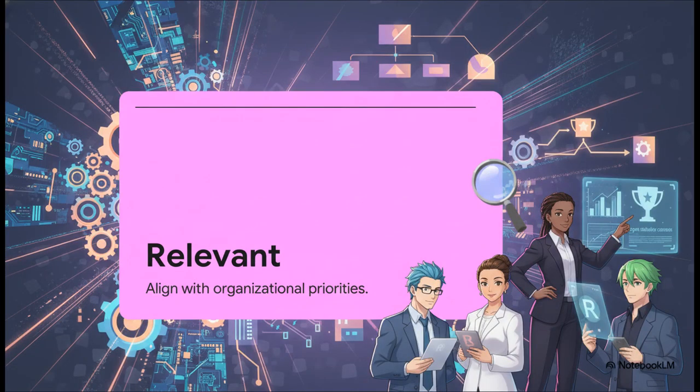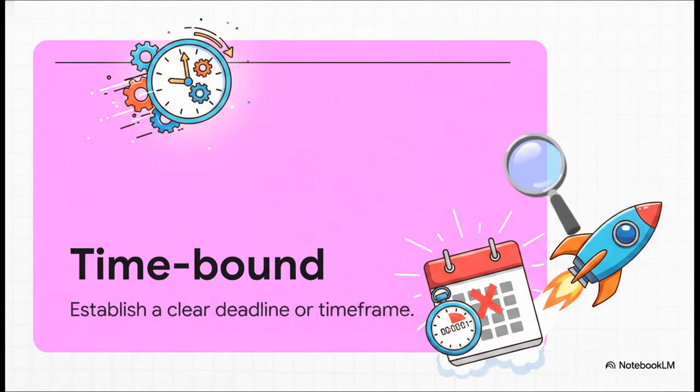The R is for relevant. You must align the problem with high-level organizational priorities and, of course, urgent stakeholder concerns. Relevance is what guarantees the business actually cares about the outcome. Look, if the issue isn't relevant to broader strategic goals, it probably isn't worth dedicating precious resources to it right now. And finally, the T stands for time-bound.